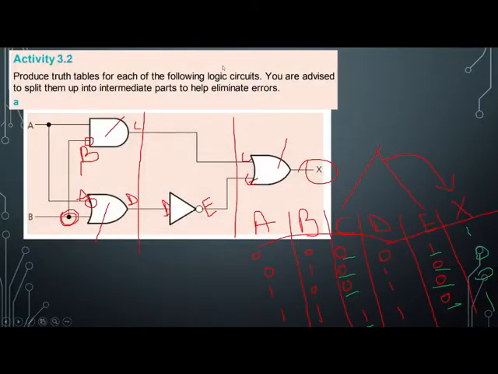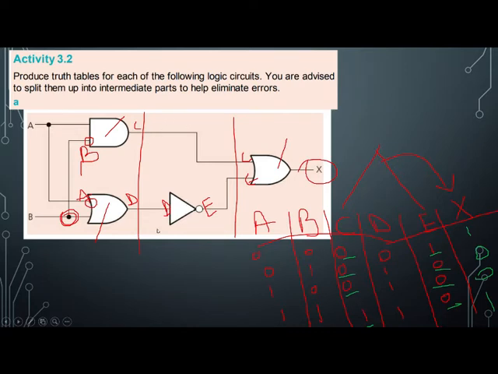What you will do, you have to find out how they are producing the truth table of each of the following logic circuits. First, A is solved. I'm solving it for you for reference. Then you have to solve the rest of the parts by yourself.